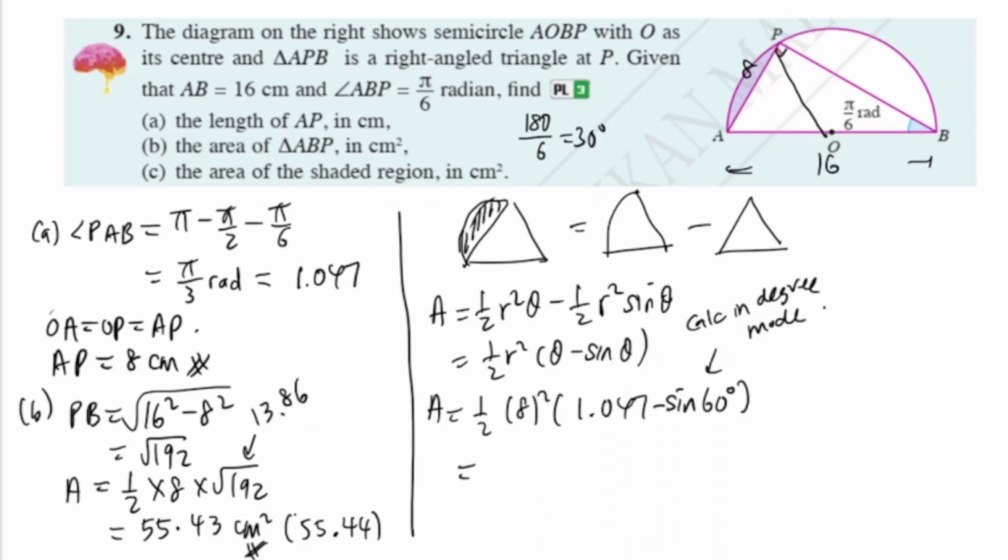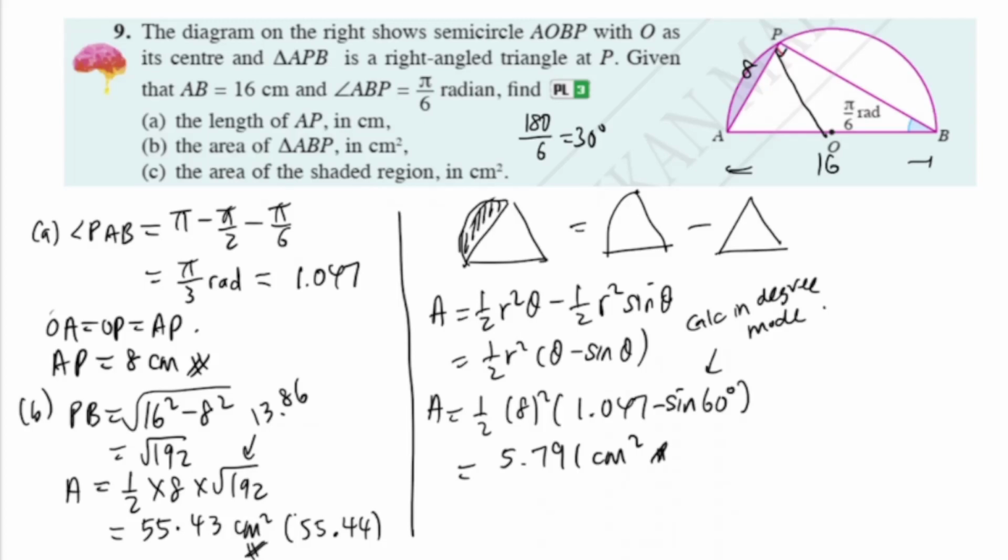You just type in the calculator, change your calculator to degree mode, half, your radius is 8 squared, theta is 1.047 minus sine 1.047, or you can use sine 60 here in degrees. I think you will get 5.791, okay, which is the same answer as your textbook.